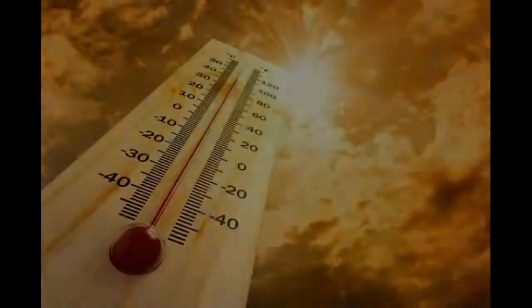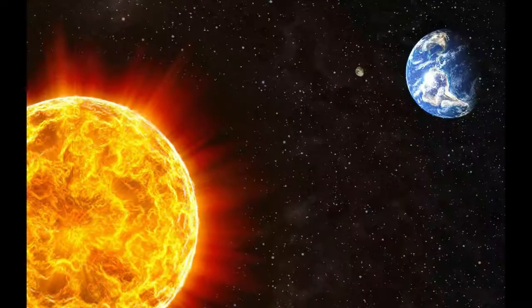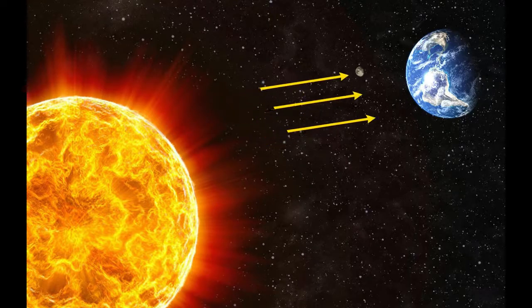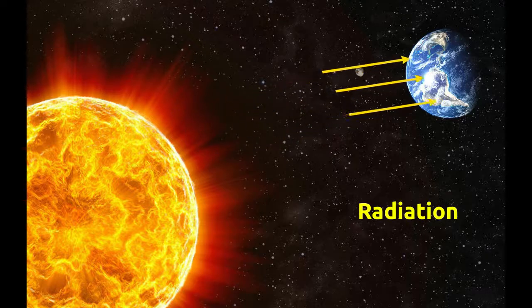In conduction and convection, there is a medium in which heat gets transferred. But there is no medium between sun and earth, still we get heat from it. When heat transfer takes place without any medium, it is called radiation.